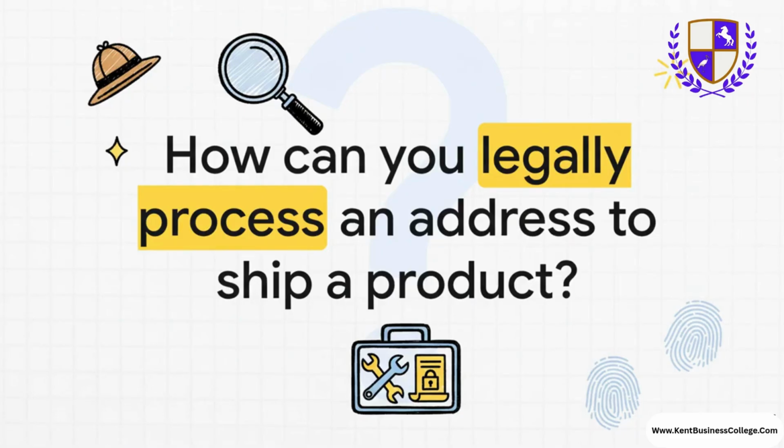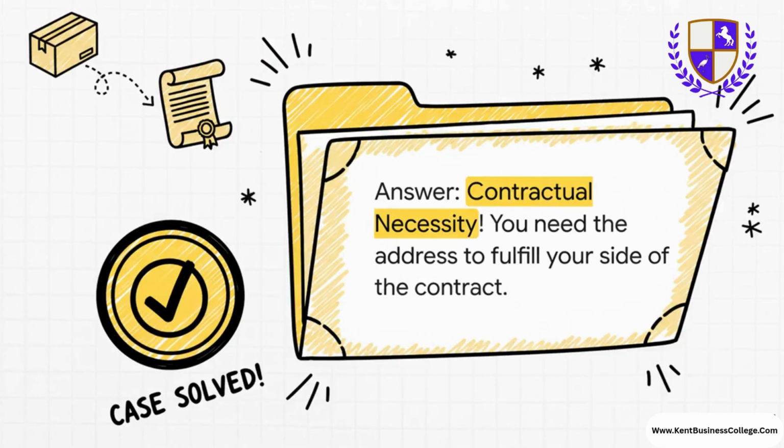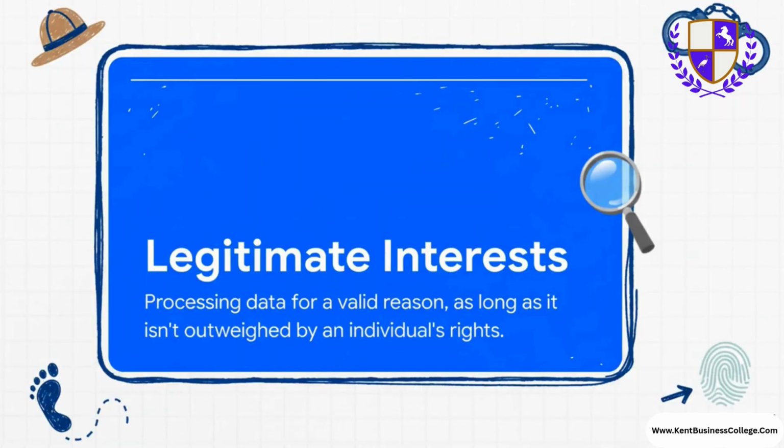Okay, detective, time for a little pop quiz. Let's see if you're paying attention. A customer just bought this awesome new gadget from your company's website. You've got to ship it to them, right? So, which tool do you pull out of your kit to legally handle their home address? Yes, you got it. It's contractual necessity, of course. You made a deal, they paid for something, and you need their address to fulfill that contract. It's really as simple as that. Boom, case closed.